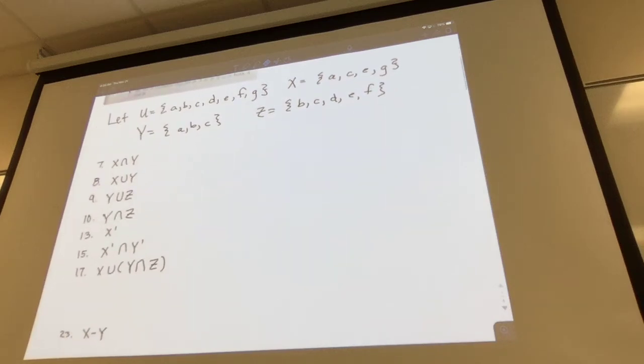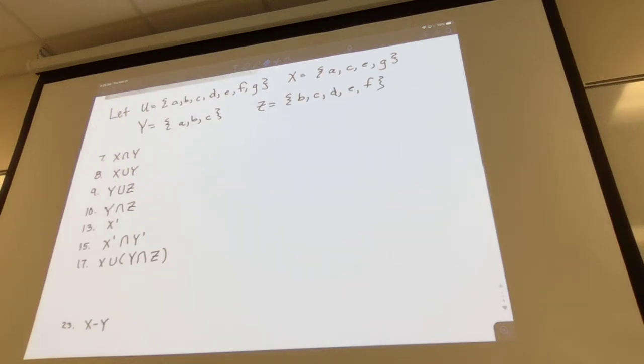So our next task is we're given a universal set. They tell us what the universe is, and then they also tell us some other descriptions. We know what set X, set Y, and set Z are composed of. And then we're going to do these calculations over here. So we want X intersection Y. So we want all the elements that are in X and in Y.